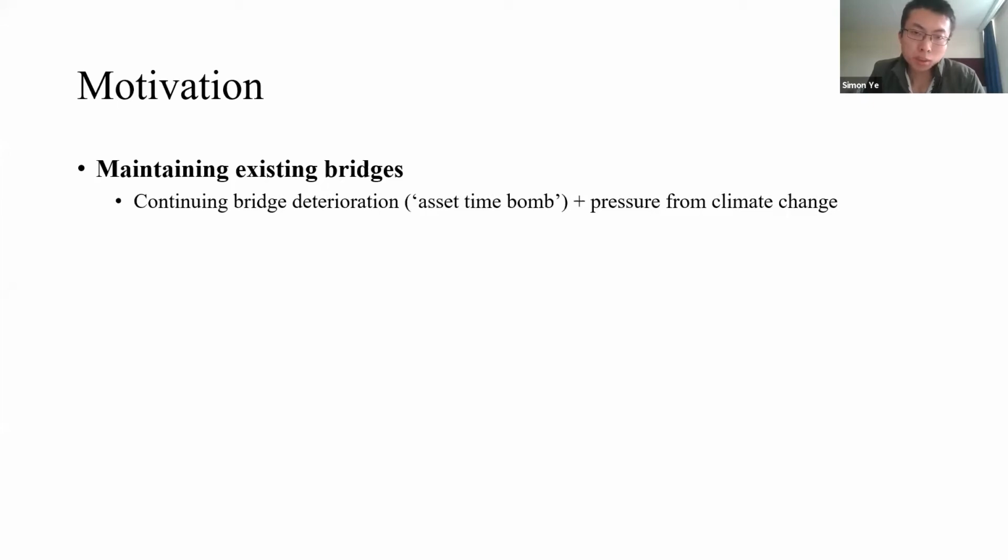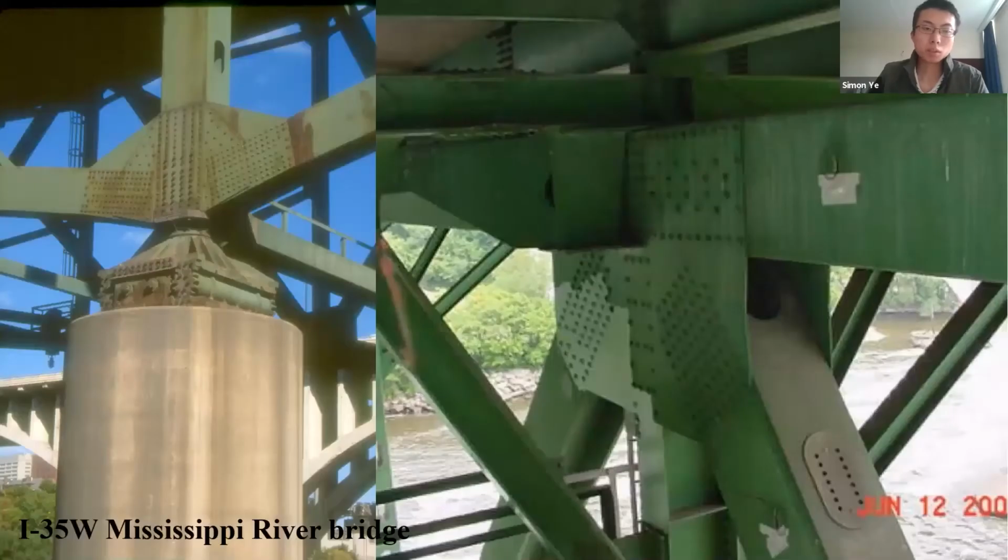This is mostly based on visual inspection in current practice, and many studies have shown that bridge inspection has its own problems. I will just mention one of these problems. For bridge structures in general, the devils are most often in the details and they are difficult to inspect. For example, this is the I-35W Mississippi River Bridge in Minneapolis. If you look at the right-hand side, at this joint, in general it's quite possible that you won't spot any critical problems.